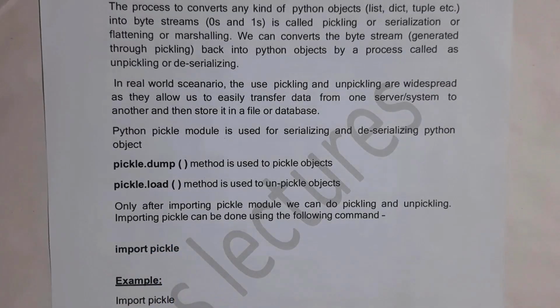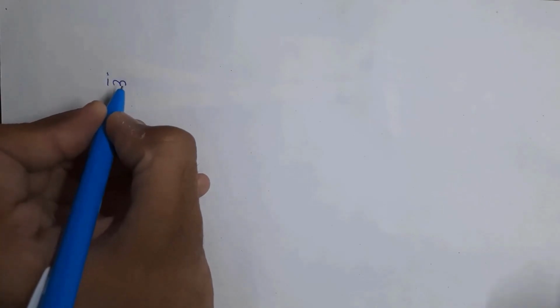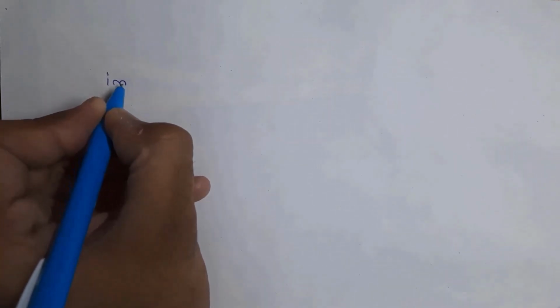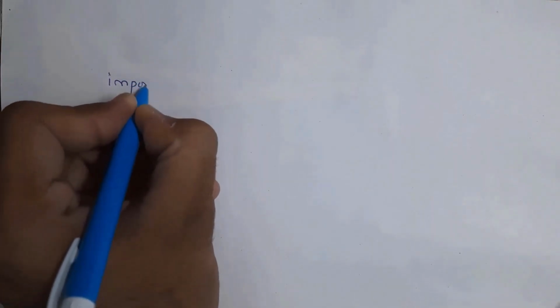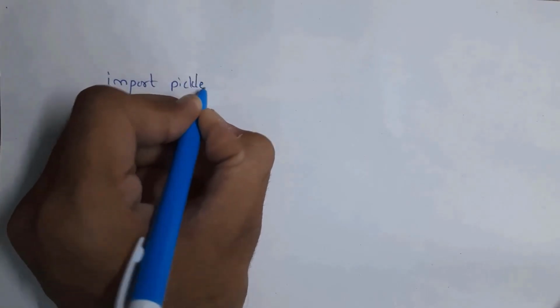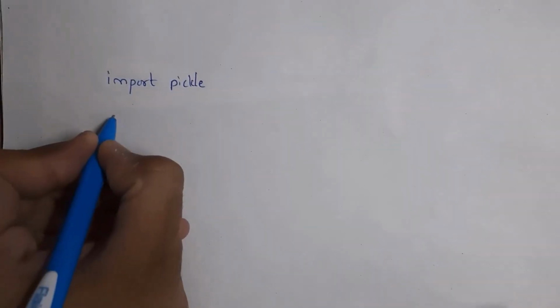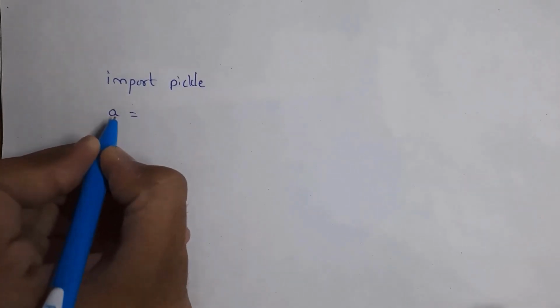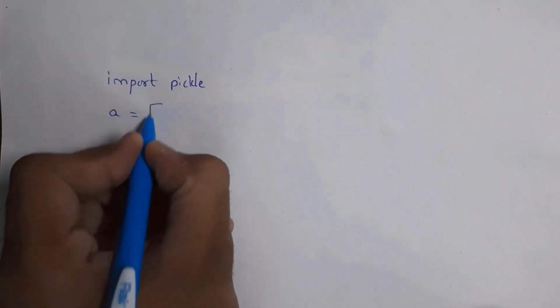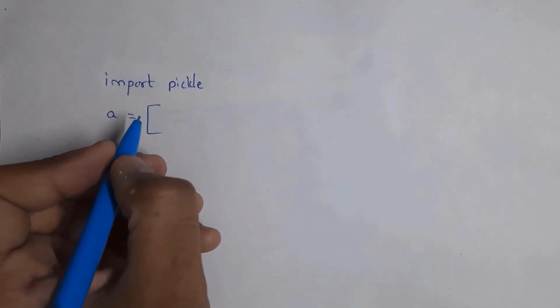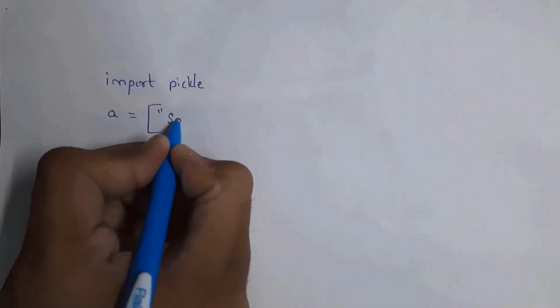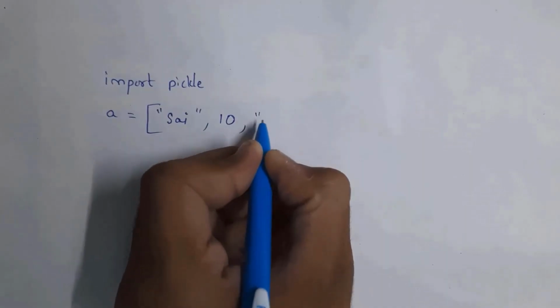In order to use pickle module, at first you need to import pickle. And after importing pickle module, we can do pickling and unpickling. This is the example. By using the import keyword you can import any module. I want to import the pickle module, so at first write import pickle, P-I-C-K-L-E. Let us consider one list. So take here A equal to, where A is an object. I am taking a list. The list contains 3 items: name Sai, comma 10, comma Btech.